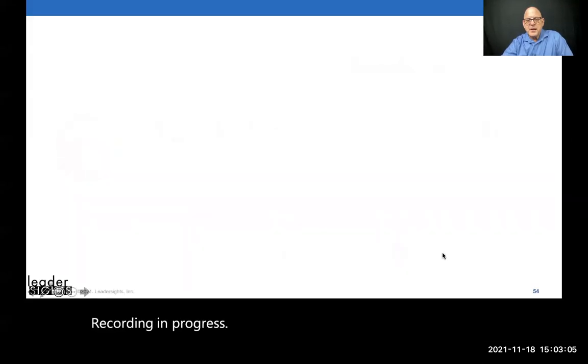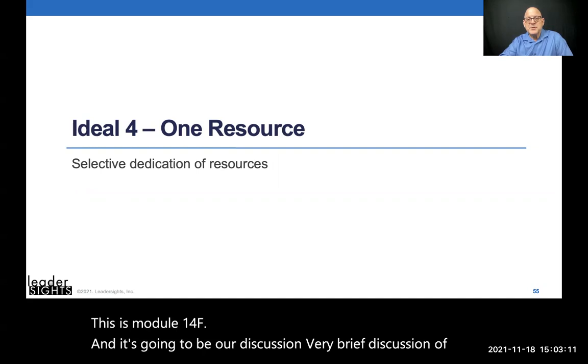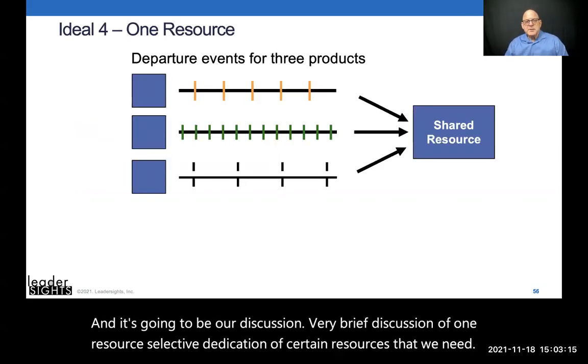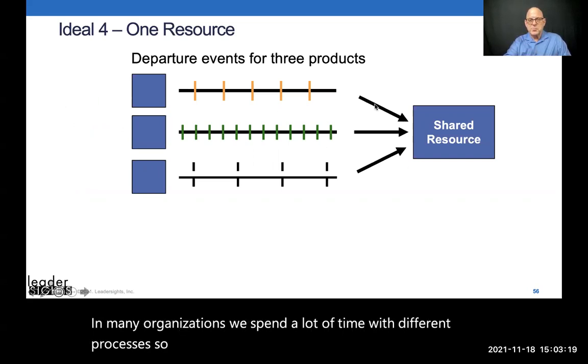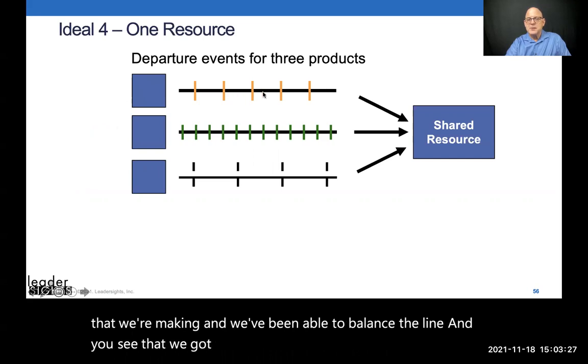This is Module 14F, and it's going to be our very brief discussion of one resource, selective dedication of certain resources that we need. In many organizations, we spend a lot of time with different processes, so each one of these lines represents a product family that we're making, and we've been able to balance the line, and you see that we got regular intervals of time all through here.